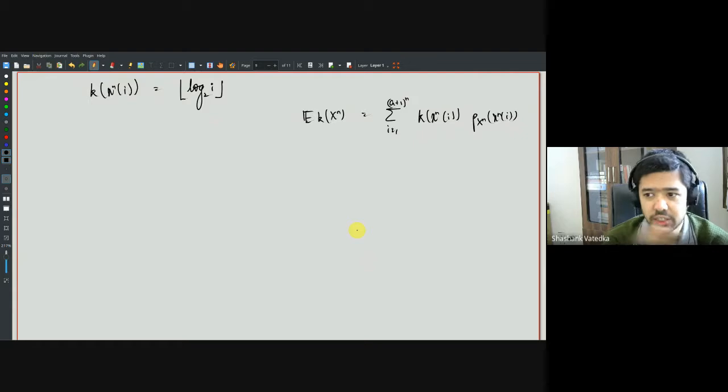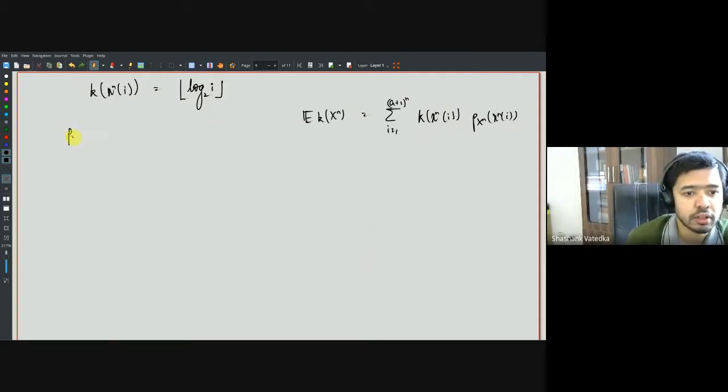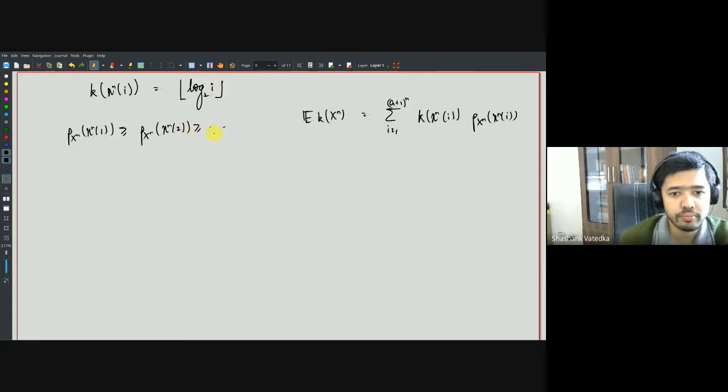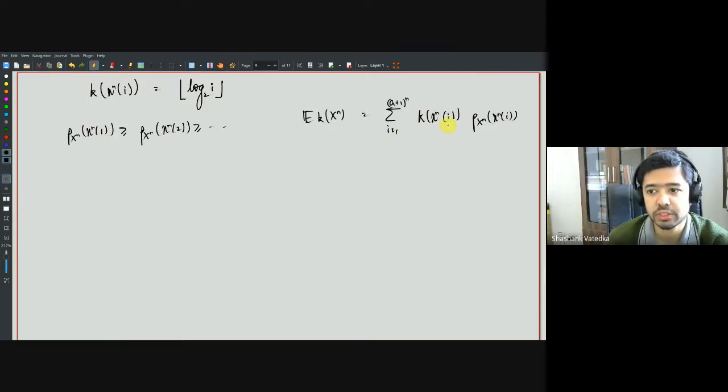Okay, so now let's try to think. I want a bound which works for any pxn, right? It doesn't matter. The only thing I know is that pxn of xn of 1 is greater than or equal to pxn of xn of 2 and so on. Right? So the question is now what do we do? How do we get a bound on this particular quantity? We know this, but then this can be anything, right?